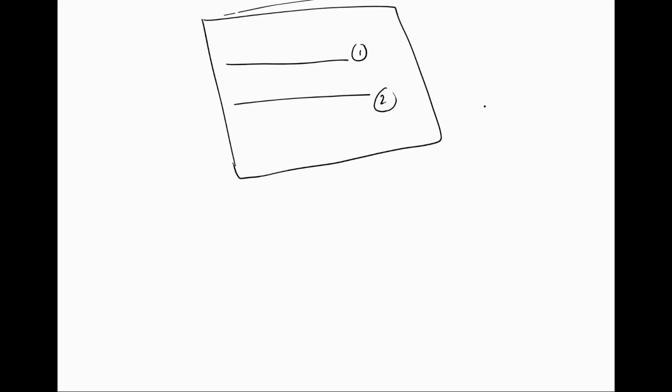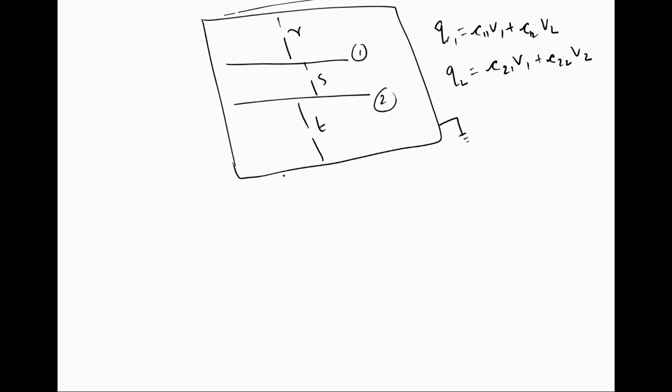This is plate 1, this is plate 2, and we will assume that it is inside a metallic box, and this metallic box is grounded. This distance is r, this distance is s, and this distance is t. Now we want to find the capacitance matrix in this scenario, that is q1 is equal to c11 v1 plus c12 v2, and q2 is equal to c21 v1 plus c22 v2.